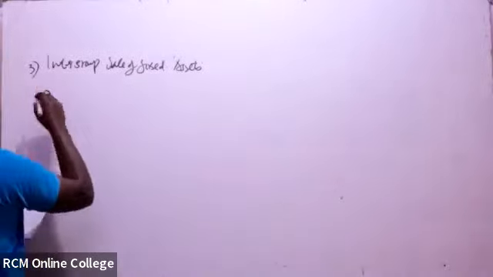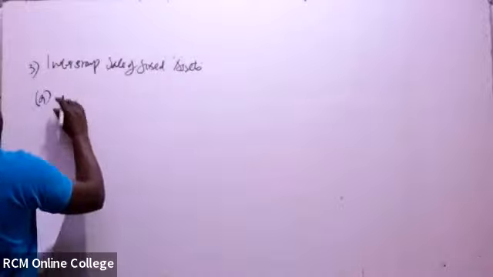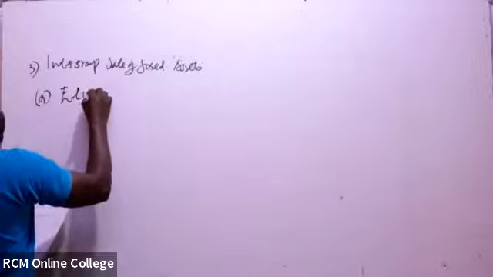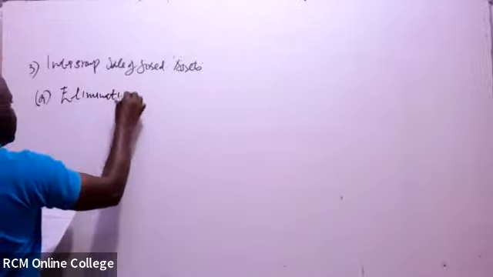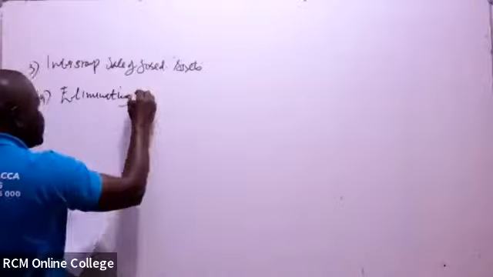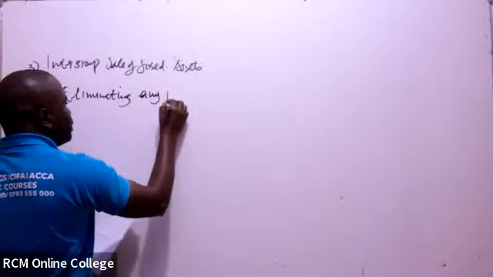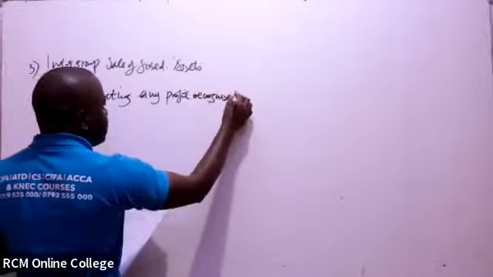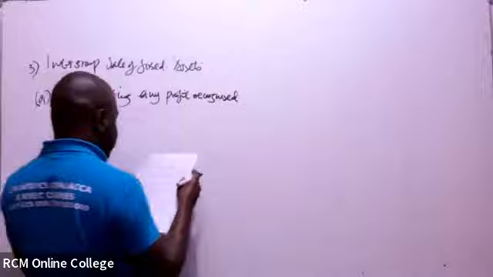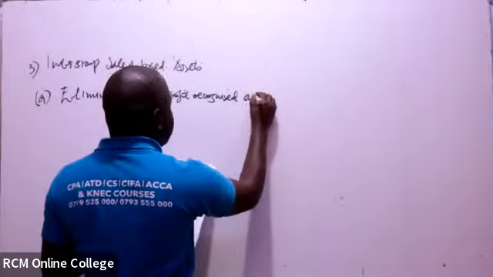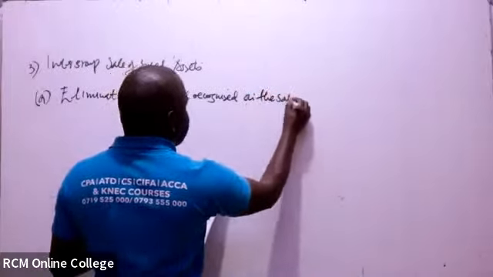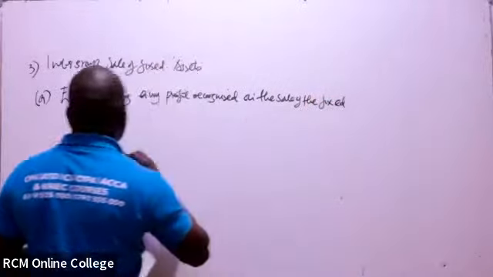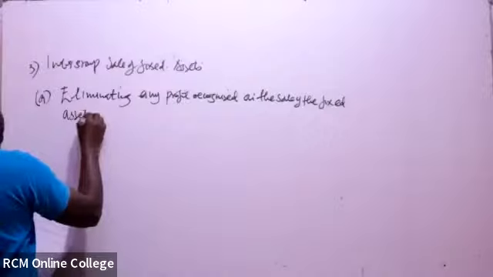Elimination of any profit recognized on the sale of the fixed asset. The first one deals with eliminating any profit recognized on the sale of the fixed asset. Any profit recognized on the sale of the fixed asset, you eliminate it.